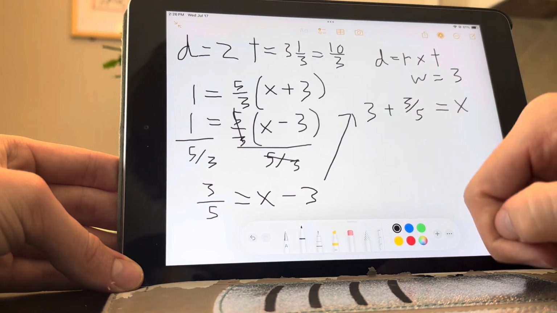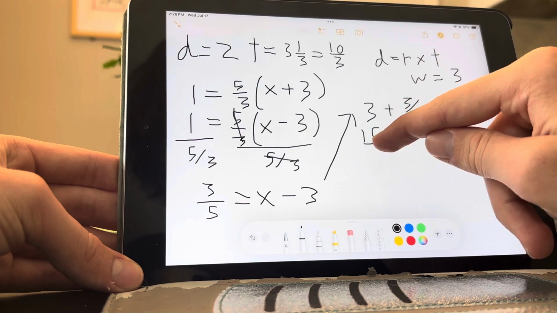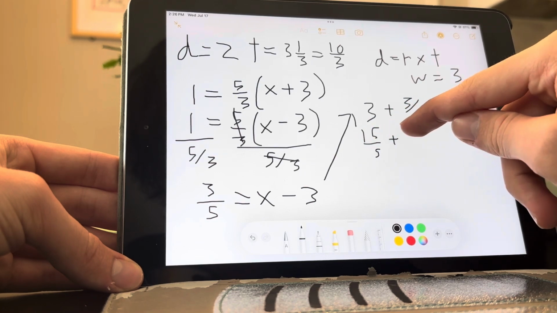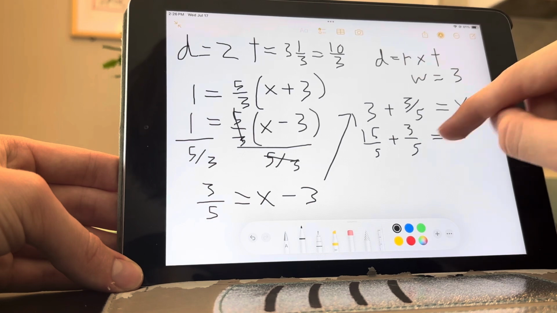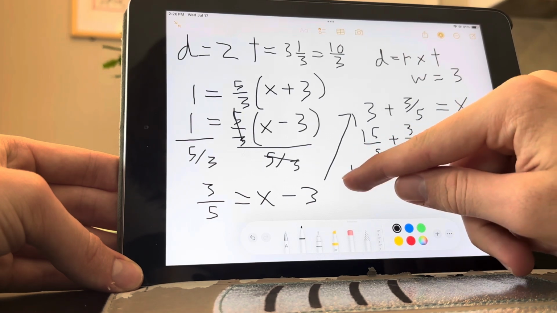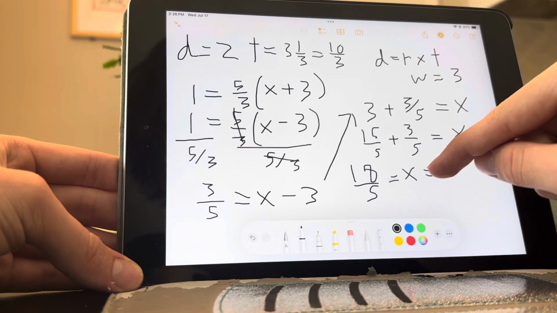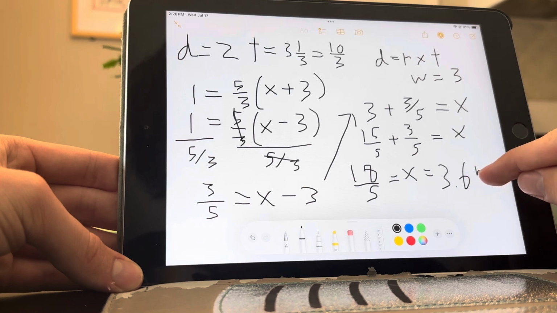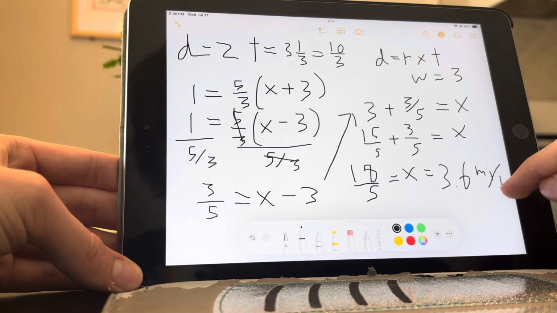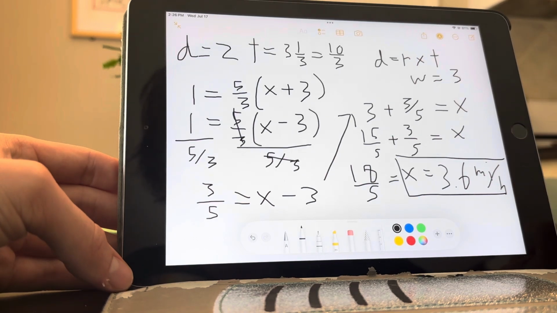And then 3 is equal to 15/5. So that's 15/5 plus 3/5 equals x. So your answer is 18/5, or 3.6 miles an hour. And that's the rate that they are traveling.